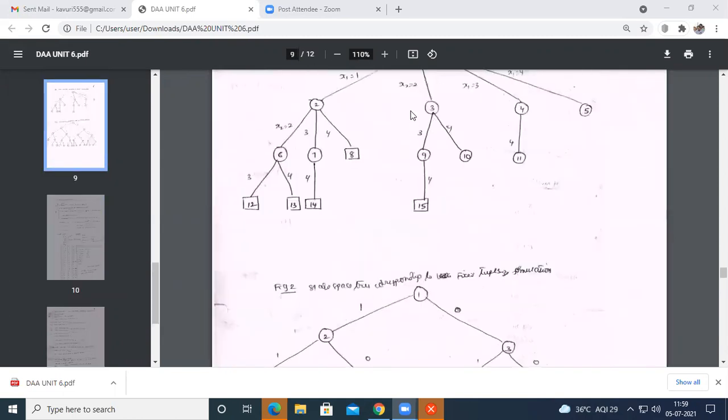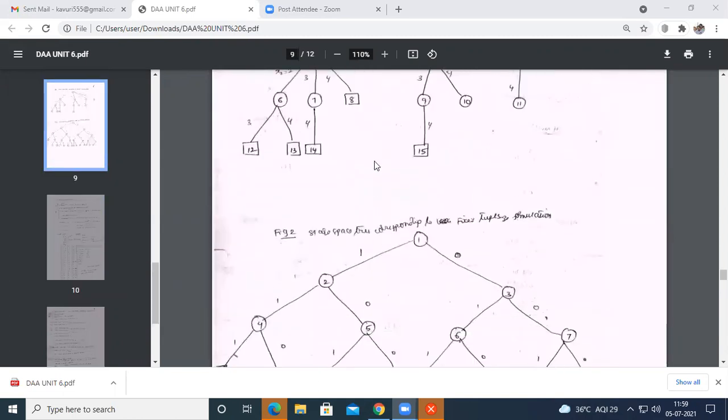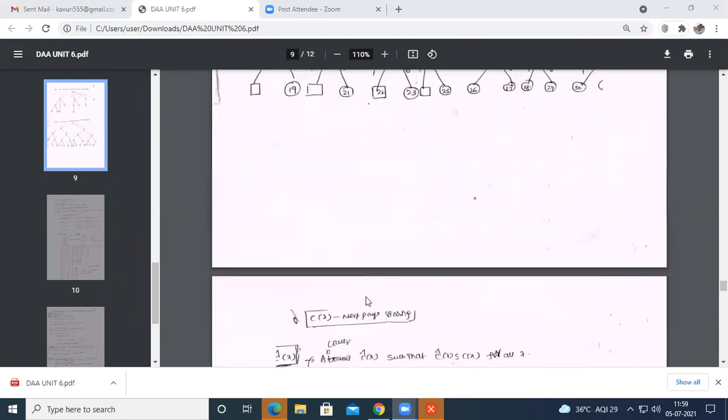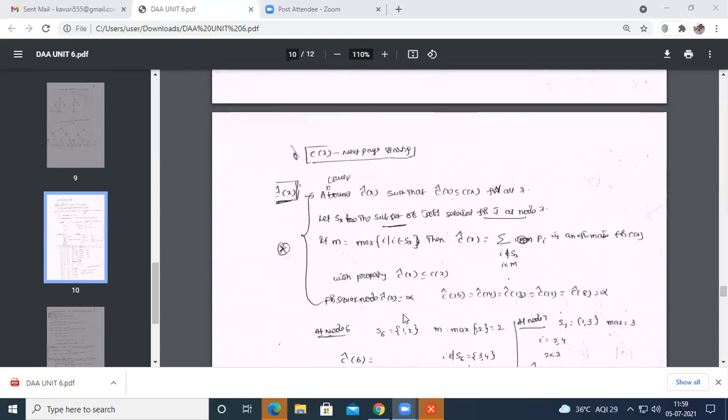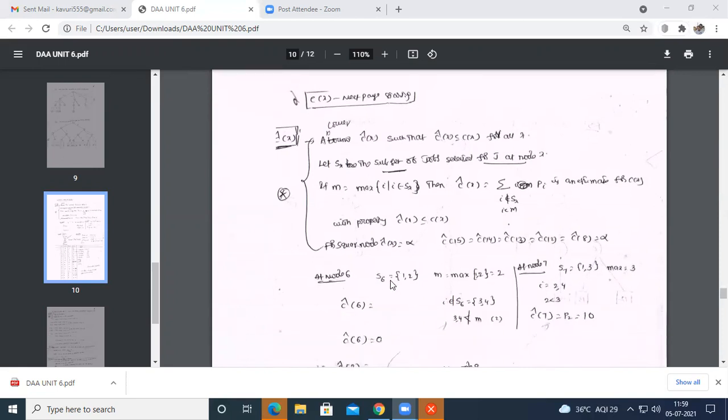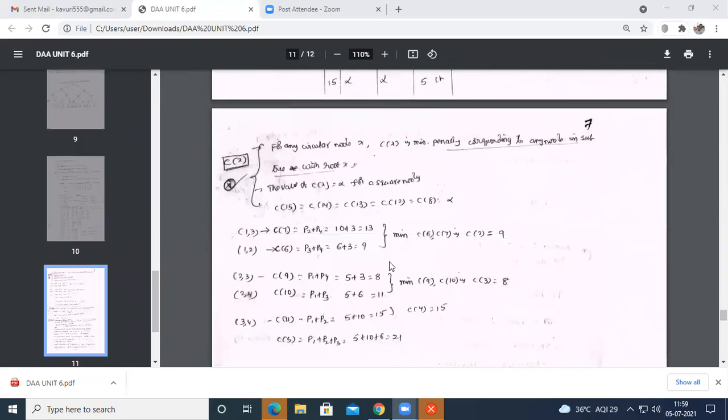Tomorrow we will discuss how we calculate C of x, C cap x and the upper bound value for every node, and how we find the optimal solution by using C cap x, the ranking function. Tomorrow we will discuss these values.